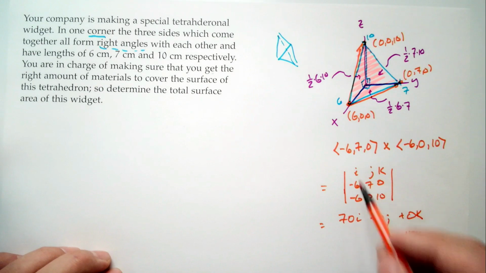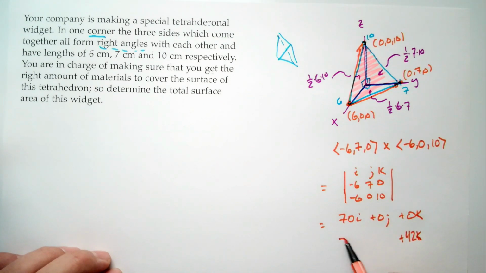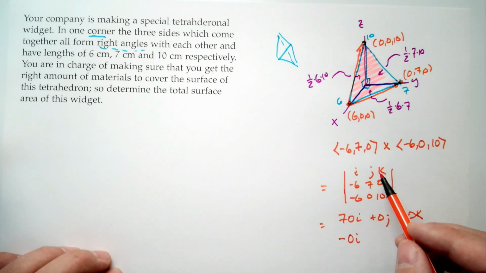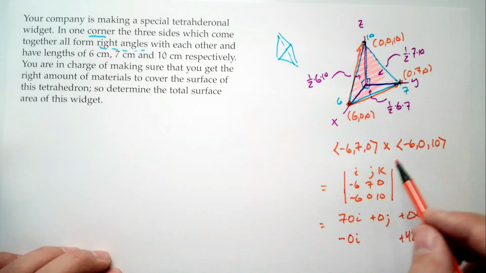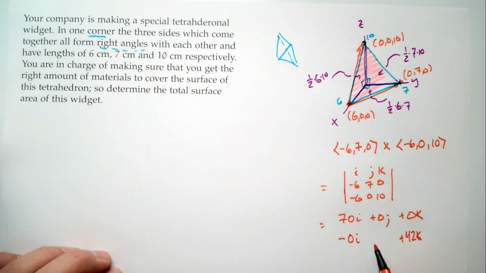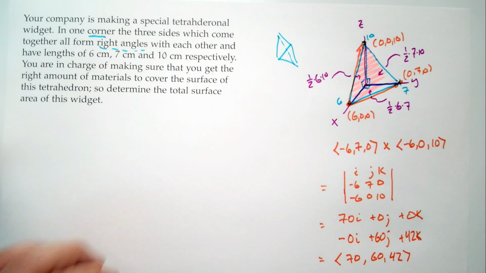0 times i is 0i. Going to subtract that. 10 times negative 6j, that's negative 60j, and because I'm going the other sort of uphill direction, if you will, I subtract that, that becomes plus 60j, giving us a grand total of 70, 60, and 42. All right. Well, there you go. There are the numbers.